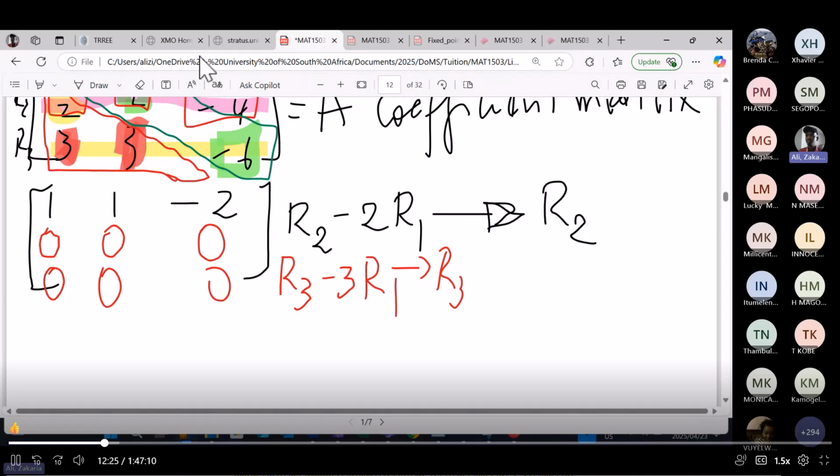Now look at the third one. The third one, I only use the coefficient matrix. So now look at it here. If I write the new matrix, I'm going to call it, let's say, a matrix B. I will give it a different name. This new matrix will be 1, 1, -2, 0, 0, 0, and then 0, 0.